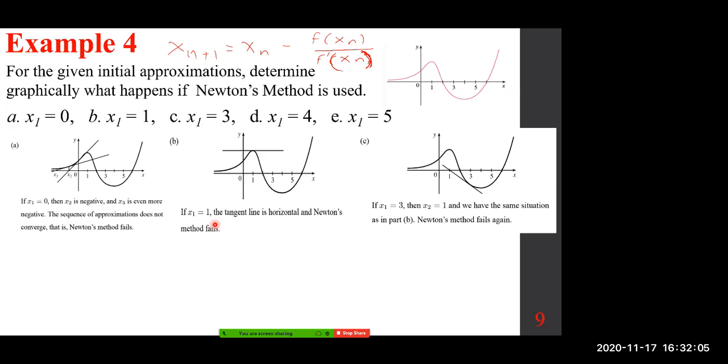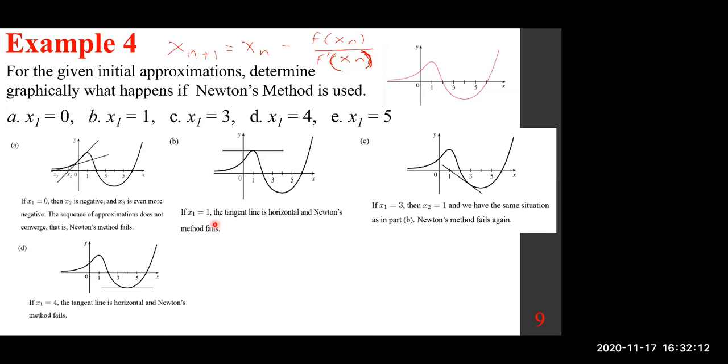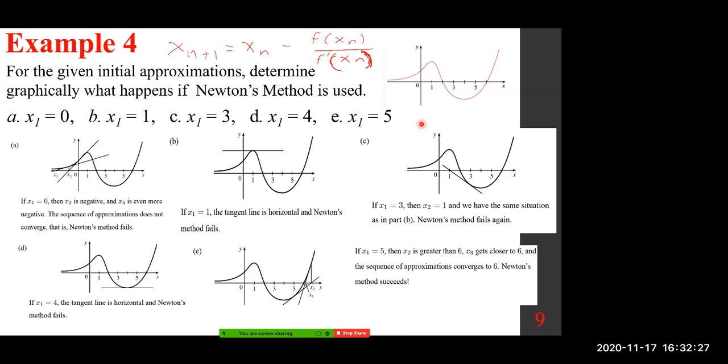In other words, does Newton's method work all the time? Of course not, and that's the idea. If you choose 4, that is another tangent line which is horizontal. Doesn't work. If you choose 5, now what is 5? 5 is here and here's the tangent line. And that seems to be working.